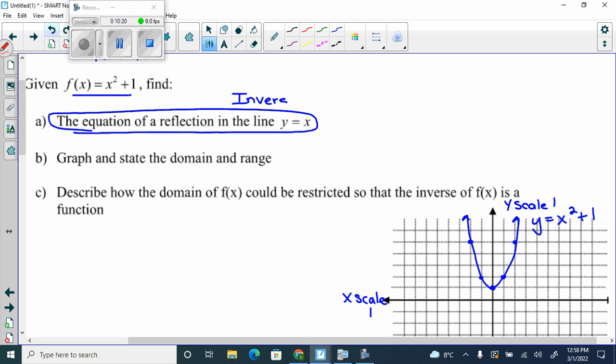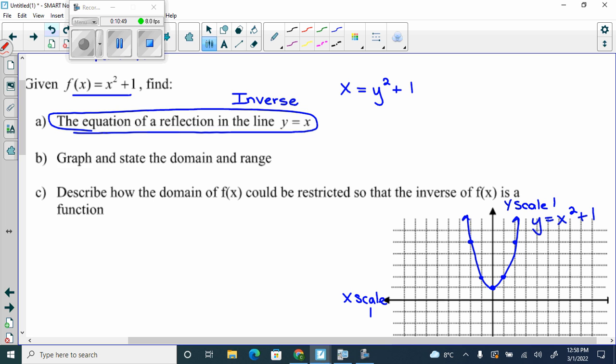How do I find an equation of an inverse? What are my steps? Step 1, swap x and y. Step 2, isolate y. Done. That's it. There's 2 steps. That's all there is. 1, swap x's and y's. 2, get y by itself. Done. Okay? So we're going to swap our x's and y's. So we're going to get x equals y squared plus 1. Step 1 done.